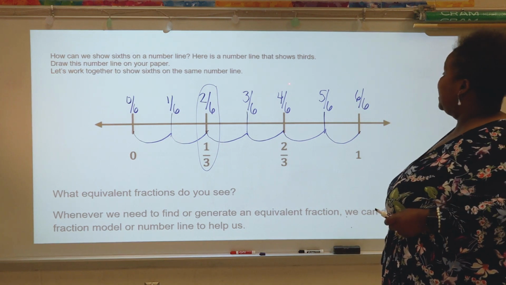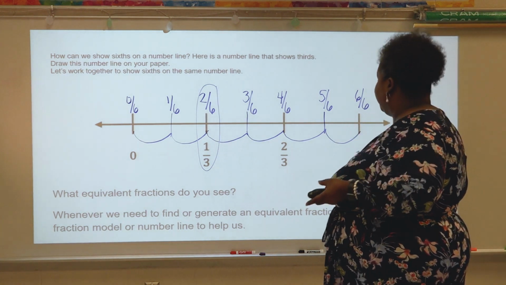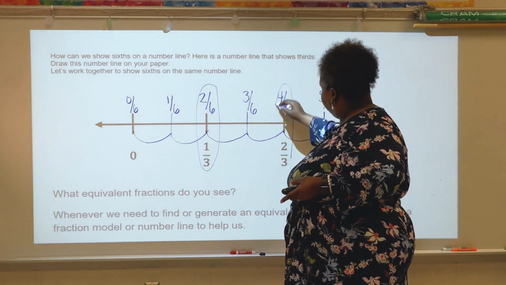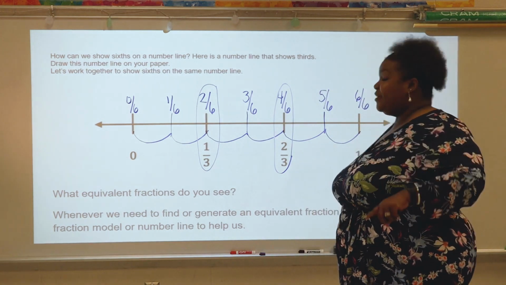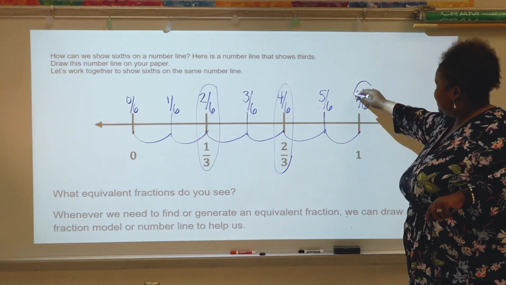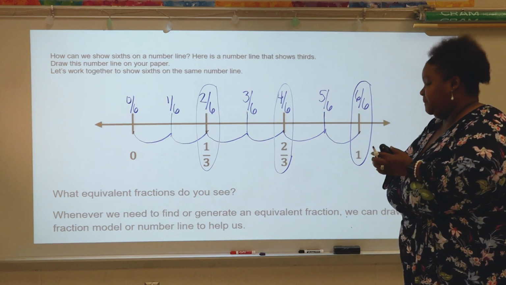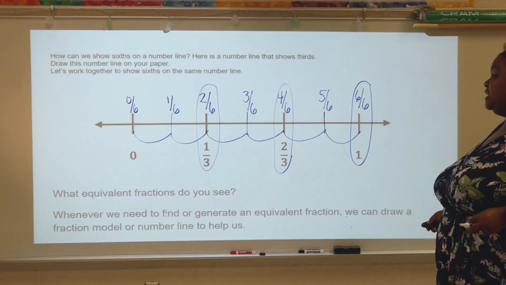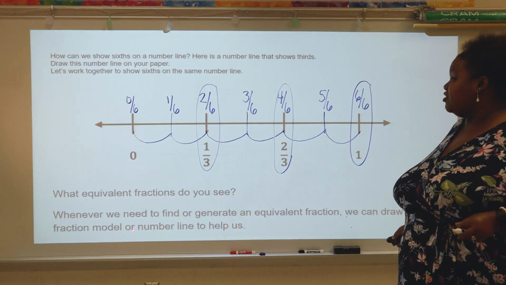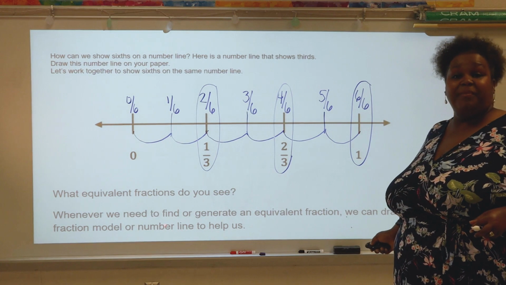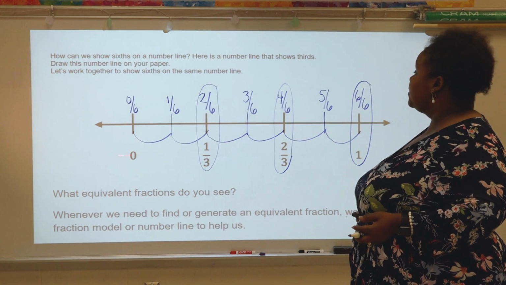And I bet you were saying 4 sixths and 2 thirds are also equivalent fractions. One more. 6 sixths and 1 whole, equivalent. Whenever we need to find or generate an equivalent fraction, we can draw a fraction model or number line to help us. It really helps to draw the area models and also the number line.